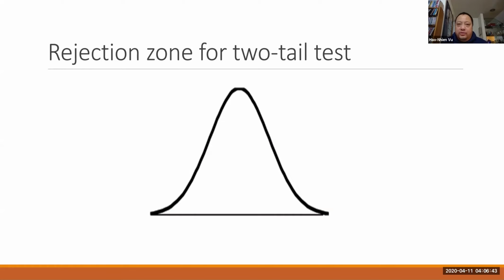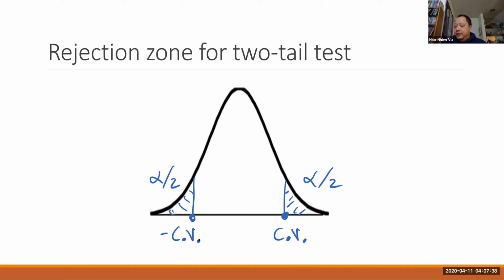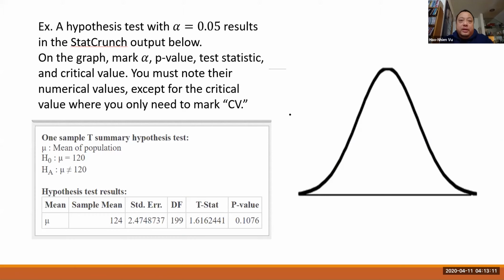For the two-tail test, it's trickier because there are now two tails, and the total area has to be alpha. Well, there are two of them, so each of them is half of alpha for a total of alpha. So for the two-tail test, there are two tails with area of alpha over 2 each. The critical value is, by definition, the positive side of things. So it's the cutoff for the alpha over 2 on the positive side, and the other one is negative the critical value. All right, so let's take a look at this example.